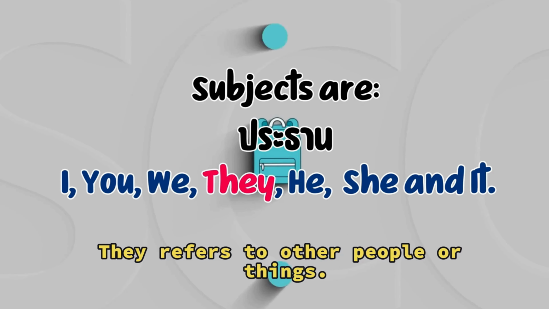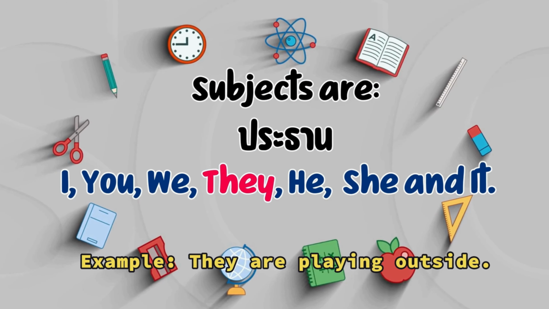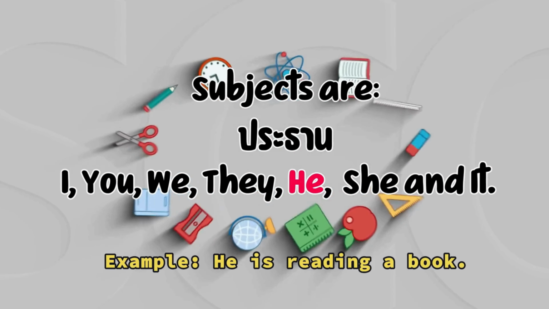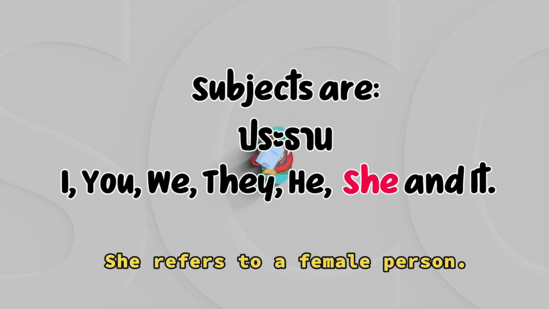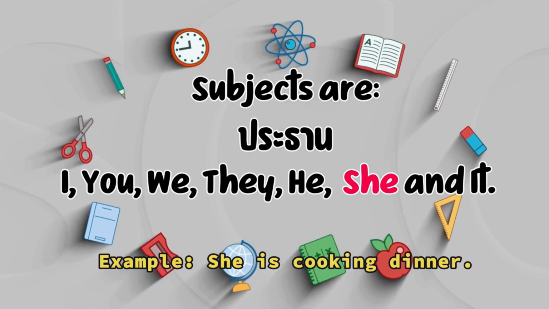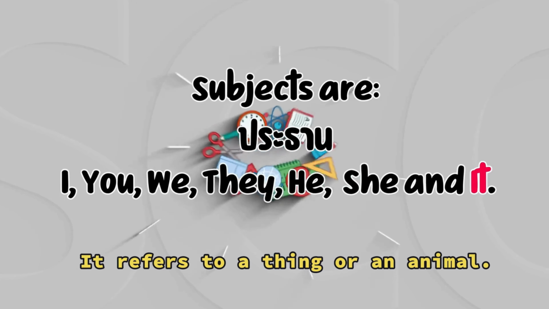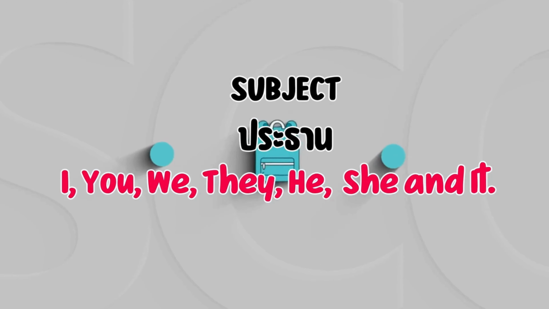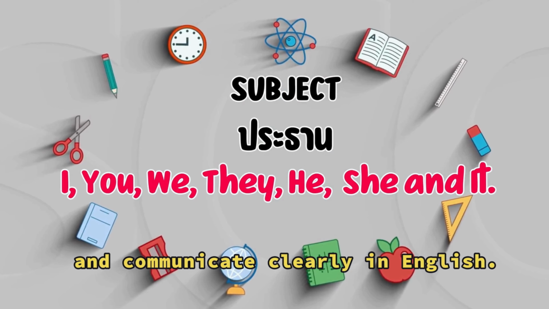They refers to other people or things. Example, they are playing outside. He refers to a male person. Example, he is reading a book. She refers to a female person. Example, she is cooking dinner. It refers to a thing or an animal. Example, it is raining. These subjects help us form sentences and communicate clearly in English.